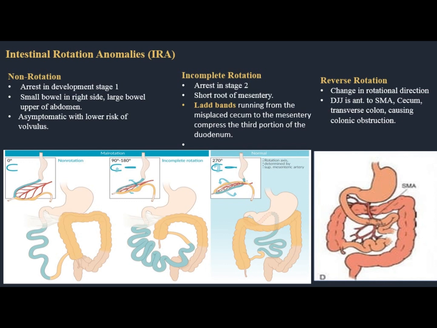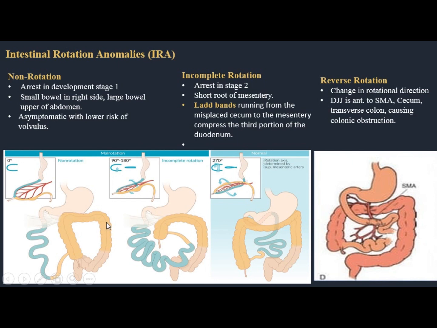Next slide. So malrotation is not only one disorder; it's a spectrum of disorders. It includes non-rotation, incomplete rotation, and reverse rotation. In non-rotation, the midgut is herniated, but once it's reduced back and fixed, it's not rotated. So we will see that the small bowel is on the right side, while the large bowel is on the left side. Here the patient will usually be asymptomatic. They usually present in adult life, it is not noticed, and there is a lower risk for volvulus.